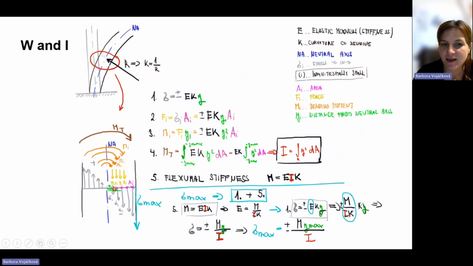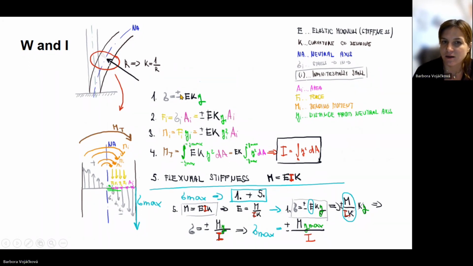So if I divide this stem into lots of small areas, the letter for it is A. So there is force 1, force 2, force 3, force 4, and so on. For each part of the stem, I can compute the force acting in this part, and it is given by the stress and by the area on which the force is applied.